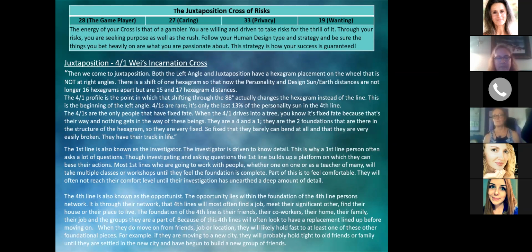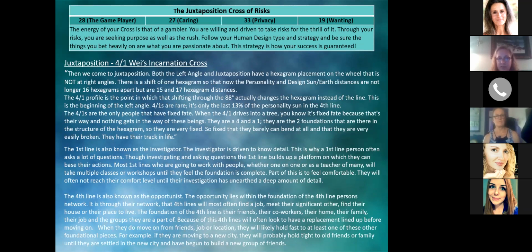The hexagram is created by joining the 2 trigrams, the first 3 and the second 3 lines, and they have distinct differences as well. That's for another group. The 4-1 profile is the point in which that shifting through the 88 degrees actually changes the hexagram instead of the line. This is the beginning of the left angle.